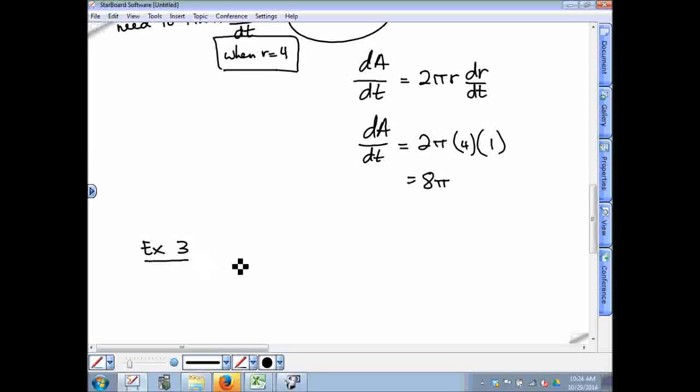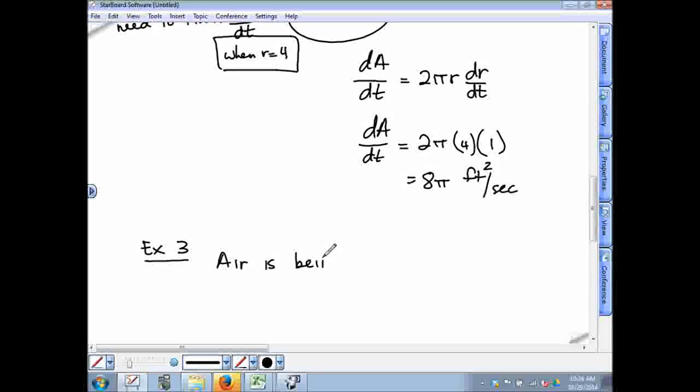Example 3. Well, let me go back. We do need to be a little more exact. 8 pi what? Sorry, I forgot to do this. Feet per second. There we go. Well, actually, we need to be even more exact than that. No, we don't need to multiply it out, but the area of a circle is not feet per second. It's feet squared per second.